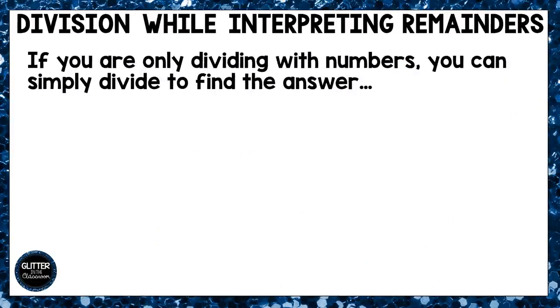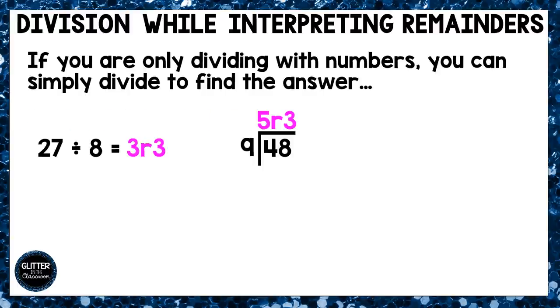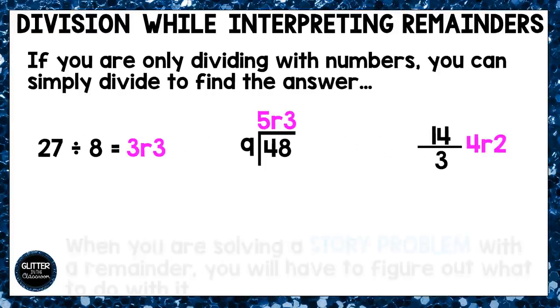If you are only dividing with numbers, you can simply divide to find the answer. 27 divided by 8. I know that answer is 3 remainder 3. 48 divided by 9? I know that answer is 5 remainder 3. And 14 divided by 3 is 4 remainder 2.